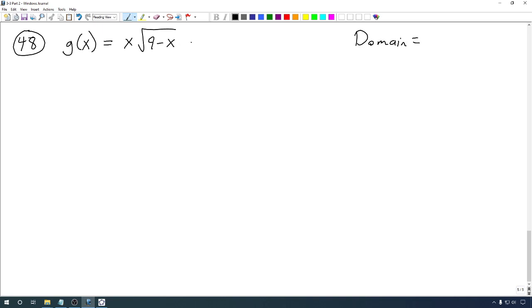This function does not have domain all real numbers. In fact, we need to make sure that we have no negative numbers under the square root. Now, you might think, well, from 9 onwards, but actually because we're taking 9 minus x, we have to look at the other side. Our domain is actually going to be from negative infinity to 9. And we can actually include 9 there. At 9, this just becomes 0.